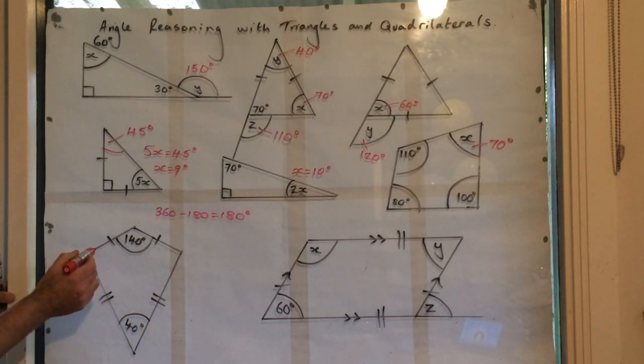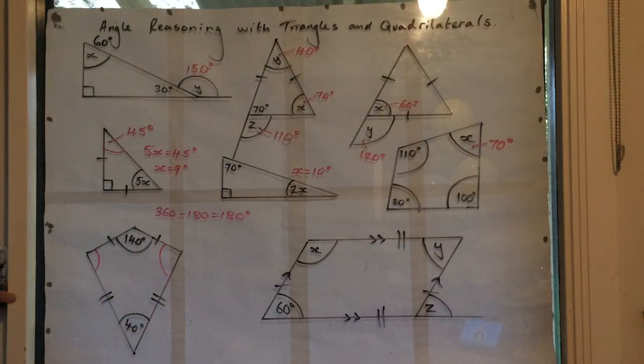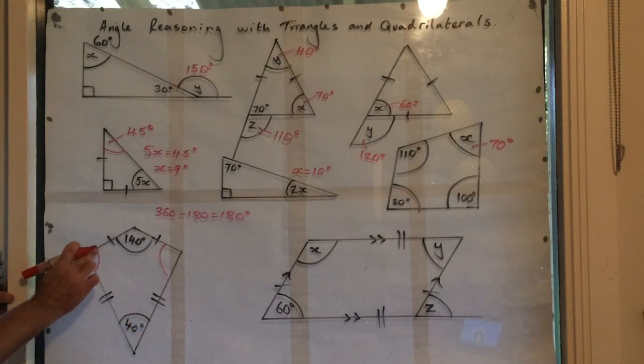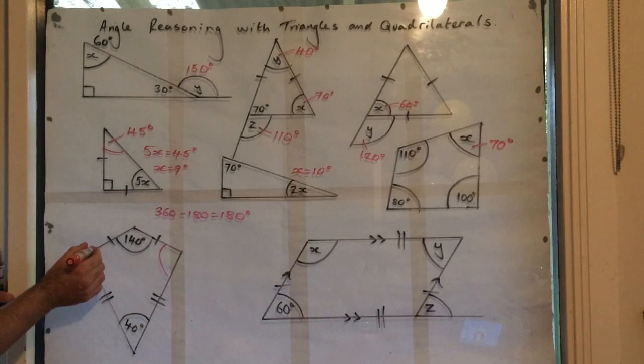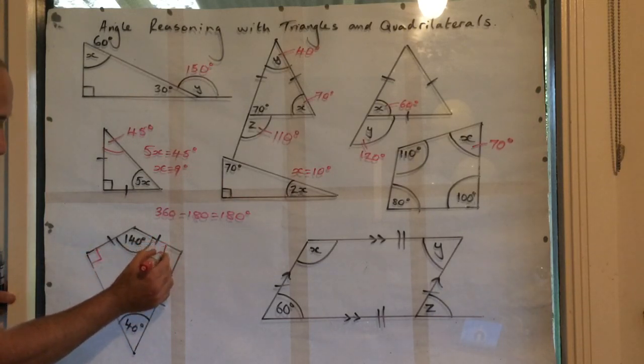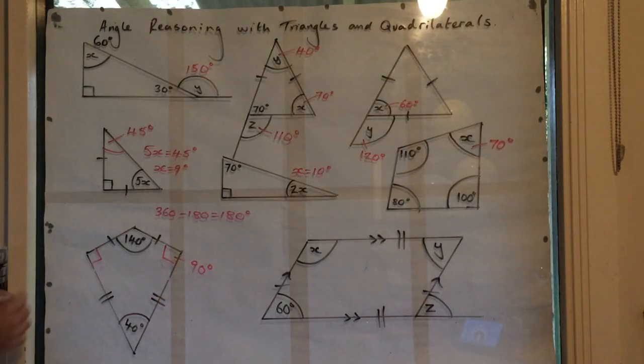Now, what we know is that these two angles here are the same, and these two angles here are the same. So if we've got 180 degrees to share between these two angles, they both have to be 90 degrees. So they're both 90 degrees here.